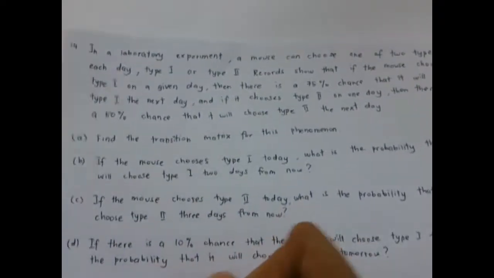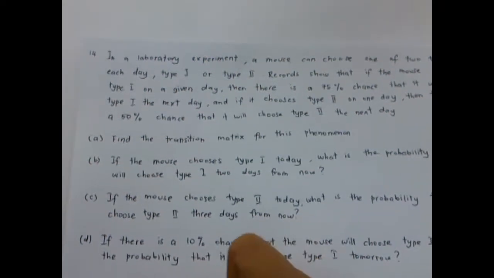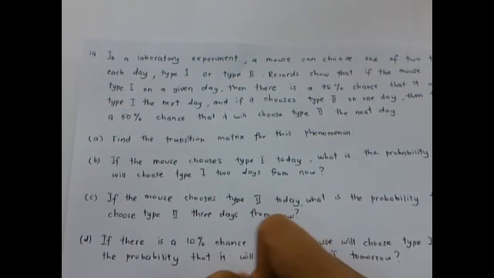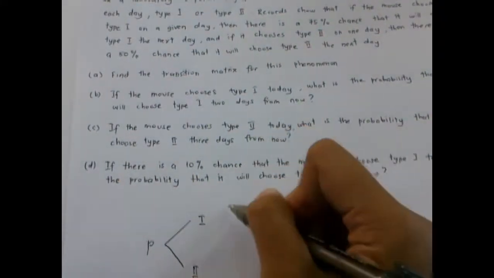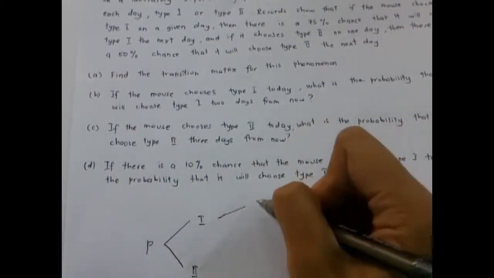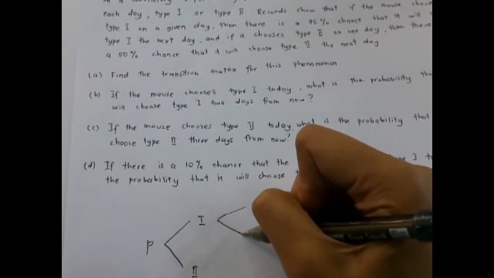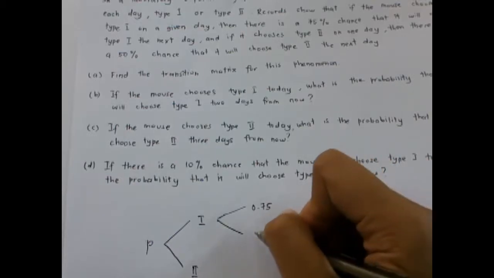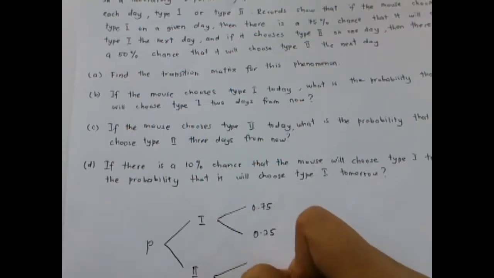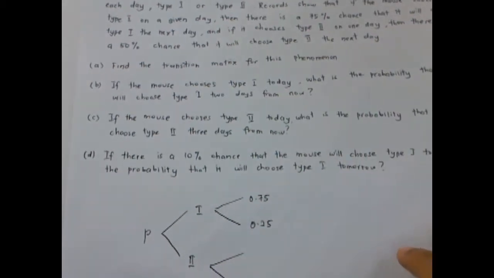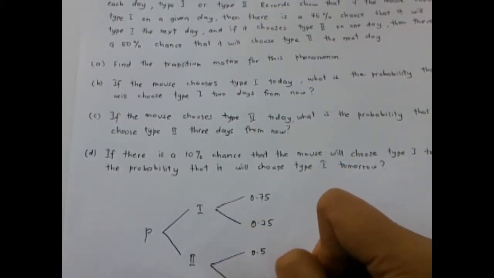From a tree diagram that I would like to draw, in a situation we have two types of food, that is 1 and 2. Type 1, the probability on the first day is 0.75, and for the next day is 0.25. For type 2, the probability for the first day is 0.5. Therefore, the second day is 0.5.